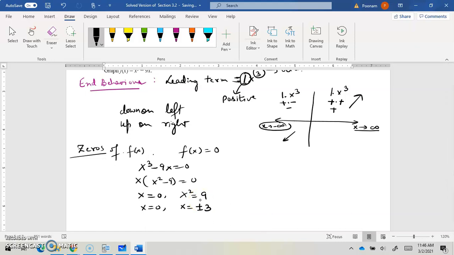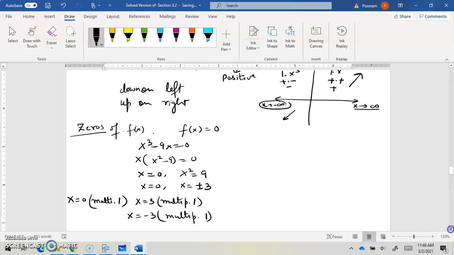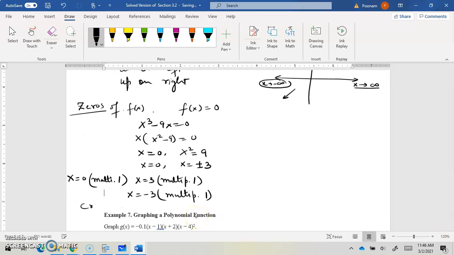So we have 3 zeros. X is equal to 0 has multiplicity 1. X is equal to 3 has multiplicity 1. And x is equal to negative 3 also has multiplicity 1. So each of them has odd multiplicity. So they all are cross points.